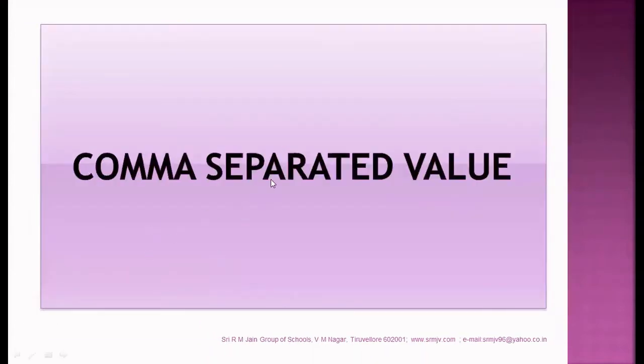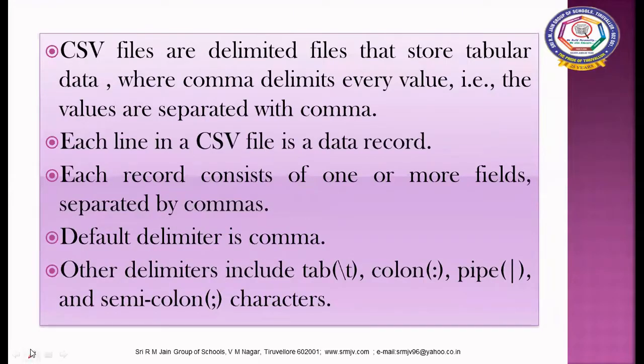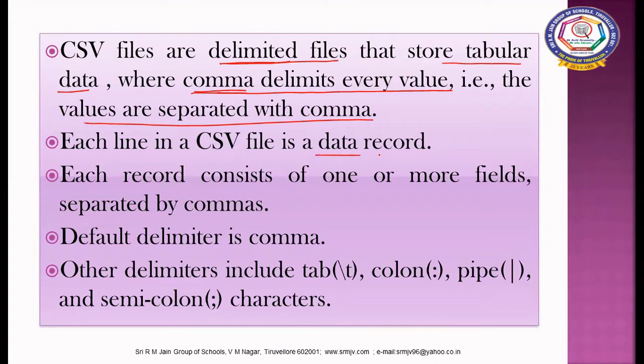So what is CSV? CSV is comma separated values. CSV files are delimited files that store tabular data where a comma delimits every value, that is, the values are separated by commas. Each record in the file will have a delimiter. By default, the delimiter is a comma. Each line in a CSV file is a data record.